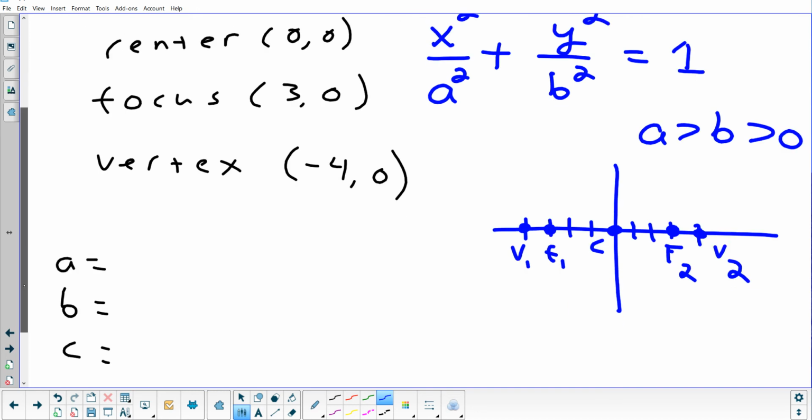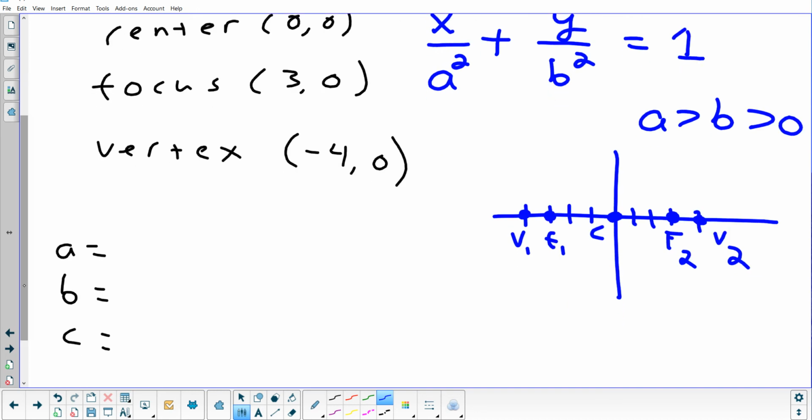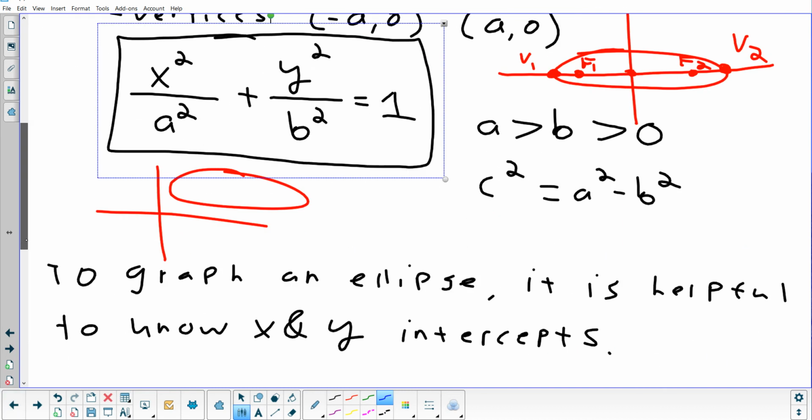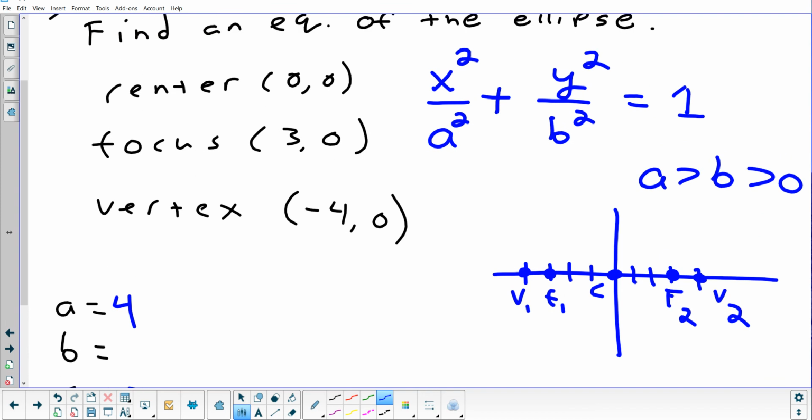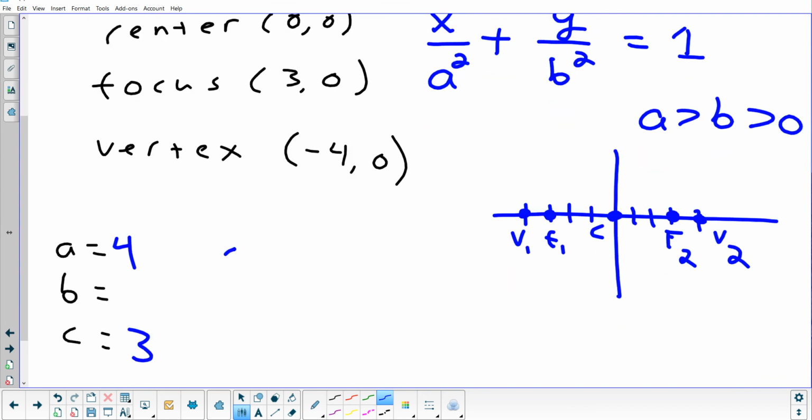Now, we have to figure it out. A is the distance from the center to the vertex. What's that distance? 4. B, well, we can't really get that yet. A and C are usually the two you can get quickly. B, no, not so much. C is the distance from the center to the focus. 3. Now to get B, you use the formula C squared equals A squared minus B squared. So you could fill in the 4 for A, but you still don't know B. So let's get that.